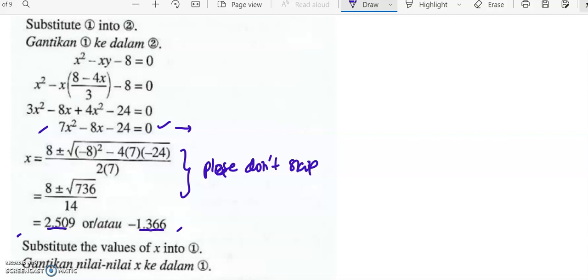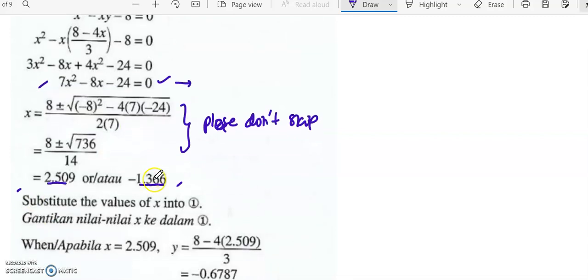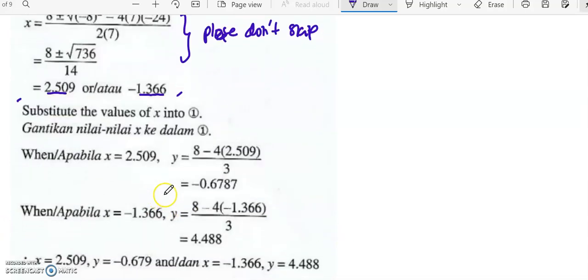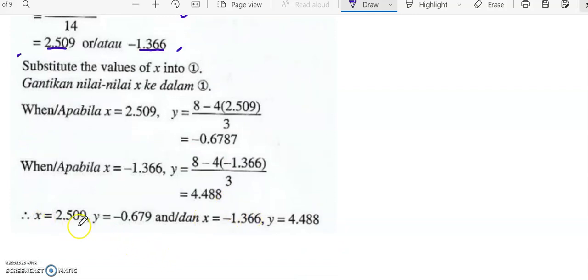Okay, and then you get the value of x, then substitute into the equation to get the value of y. Okay, and then that is the answer.